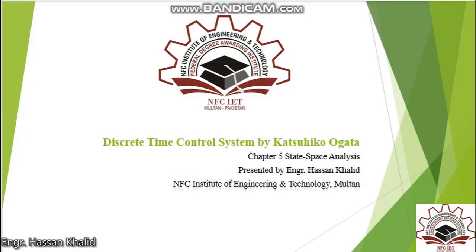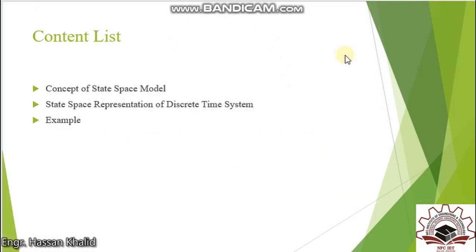Today I am going to discuss Chapter 5, State Space Analysis, from Discrete Time Control Systems by K. Ogata. The content covered in today's lecture is the concept of the state space model, the state space representation of discrete time systems, along with the different standard canonical forms, including the controllable, observable, diagonal, and Jordan canonical forms, along with examples.